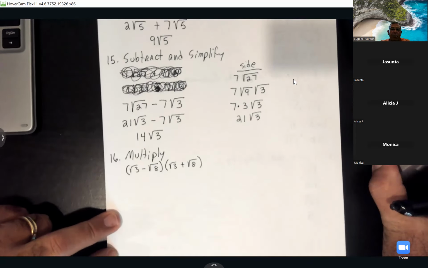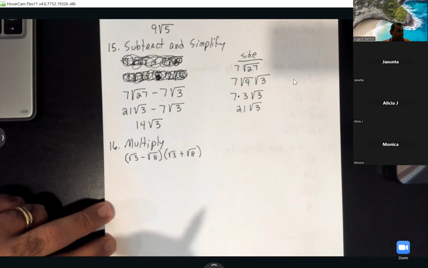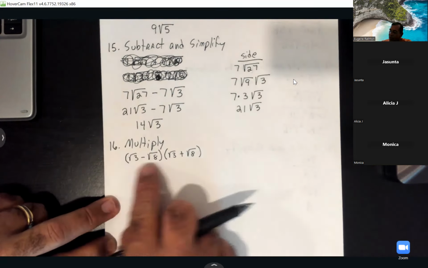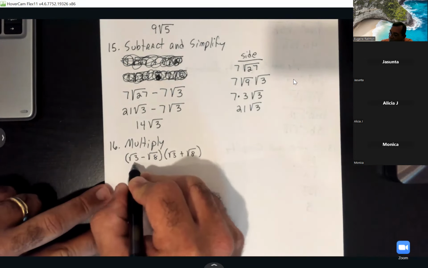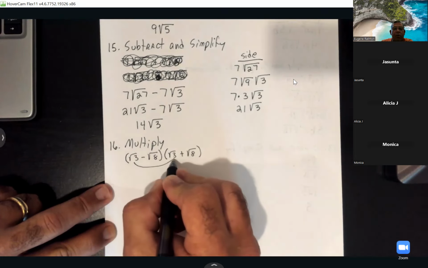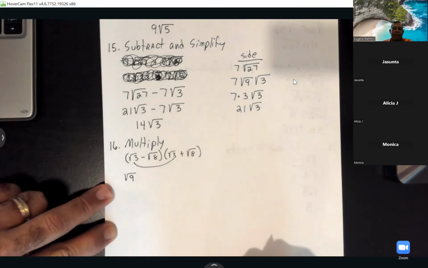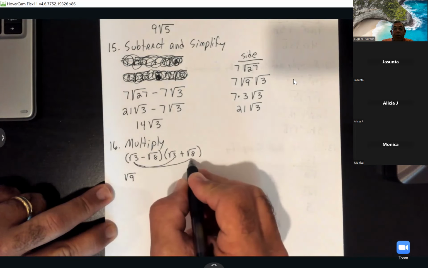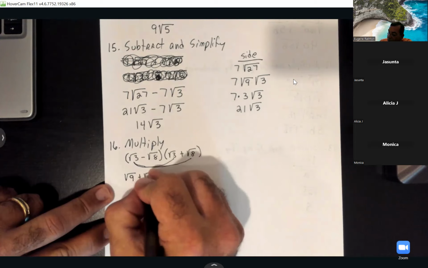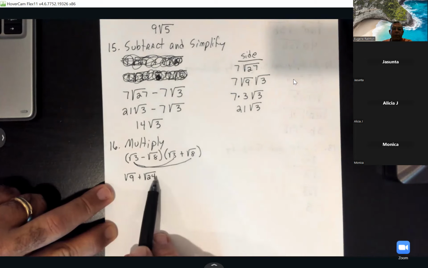Now remember, when you multiply radicals, insides multiply by insides. If we had numbers on the outside, they would multiply by only numbers on the outside. But since all these are inside, we can multiply all these together. So watch this. First, I'll start with square root of 3 times square root of 3. That's going to give me a square root of 9. Then I'll do the square root of 3 times a positive square root of 8. That's going to give me a positive square root of 24. So 3 times 8 was 24.